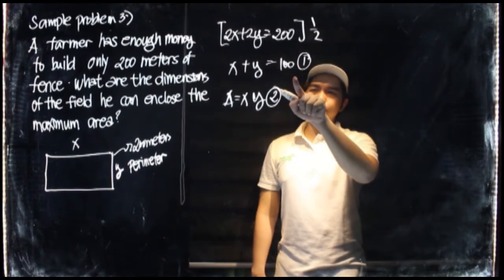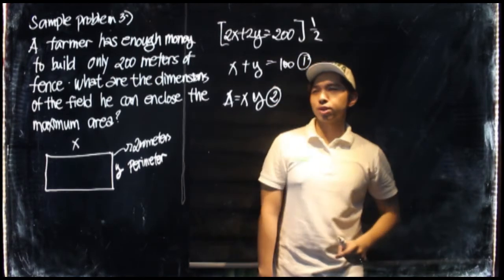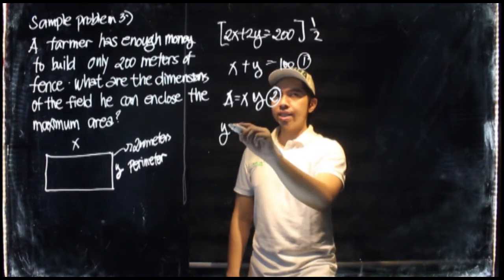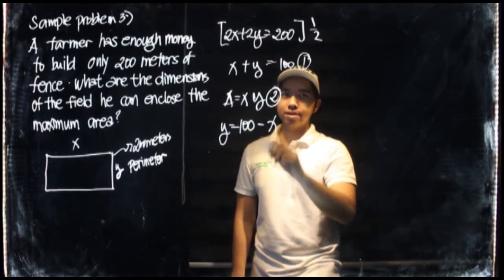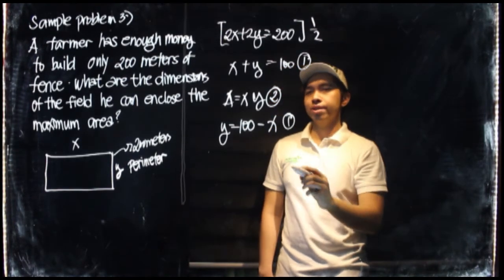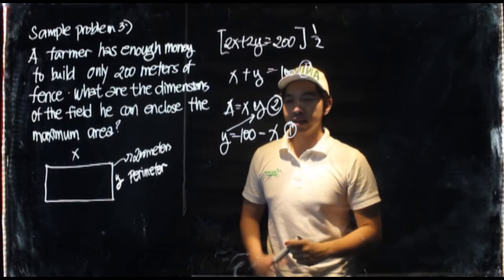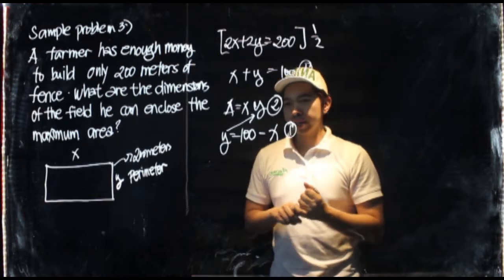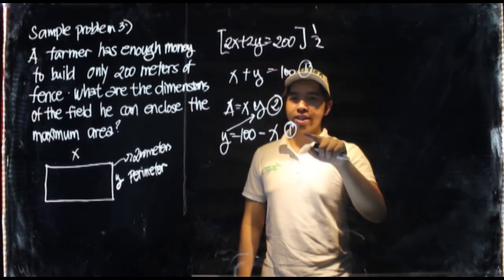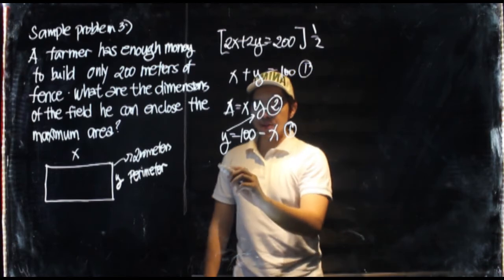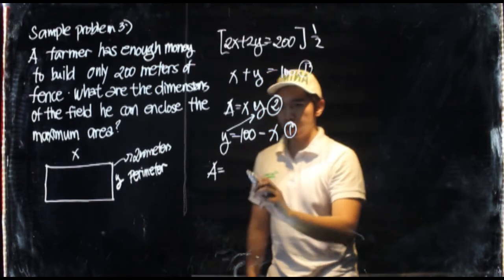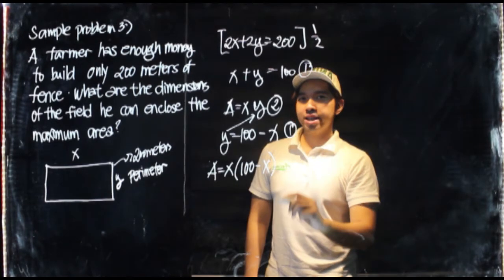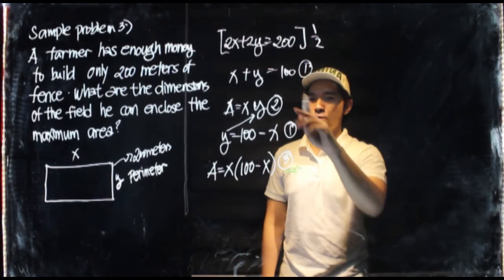Let's manipulate this. Suppose we want to remove y, so that everything is expressed in terms of x. So y is equal to 100 minus x, which comes from our first equation. Sorry for that cut. So y is equal to 100 minus x. Now we can substitute this into the second equation, so that the area is equal to x times the quantity 100 minus x. This will be our third equation, based on 1 and 2.